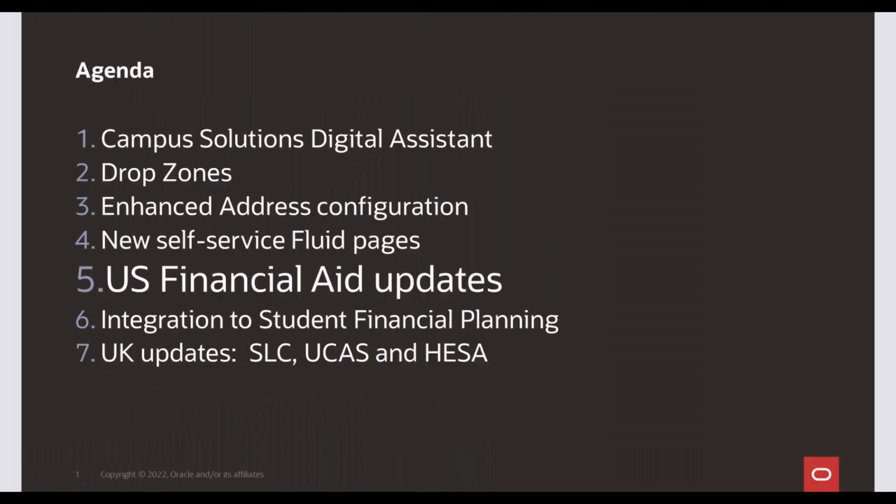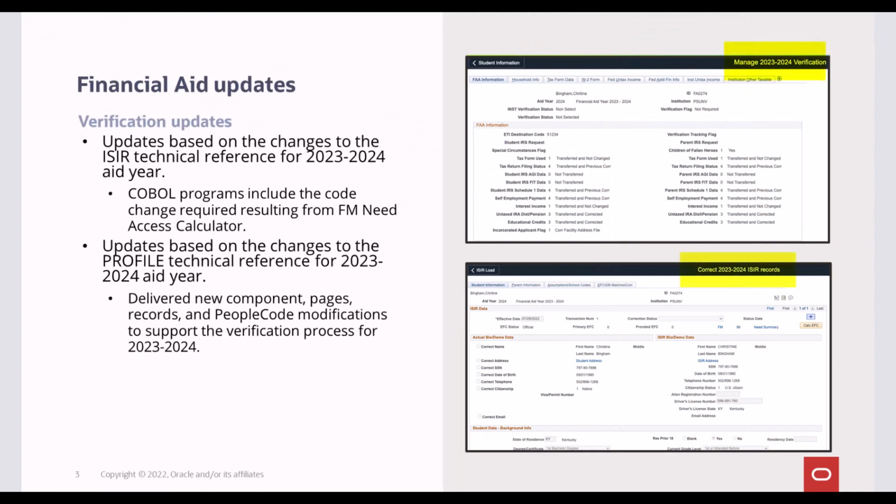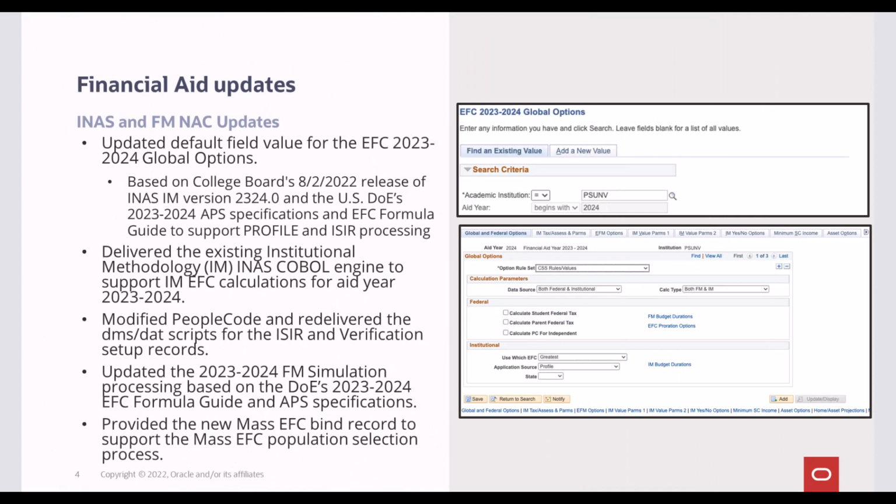Moving to U.S. financial aid updates, PUM 27 includes ISIR updates for aid year 23-24, as well as the required updates for verification processing. With PUM 27, we've introduced an Oracle-built, Java-based Federal Methodology Need Analysis Calculator, or FMNAC, to calculate the expected family contribution for financial aid funds that are awarded using the federal EFC for 2023 and 2024 and moving forward. This includes new entity structures, records, pages, components, and refactoring of the FM-INAS COBOL engine to the application package code and Java code.